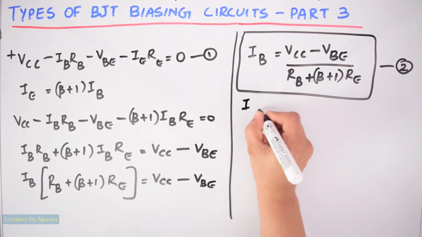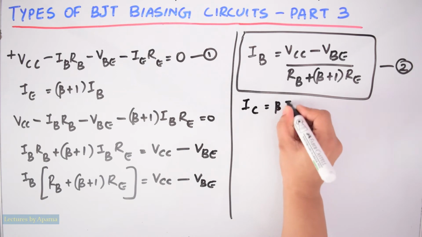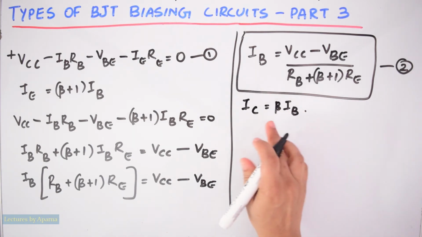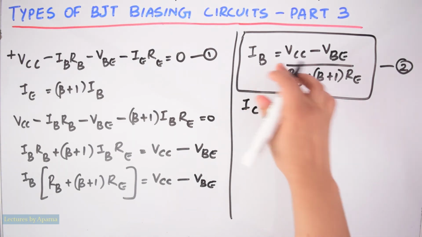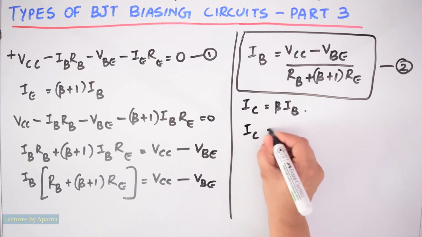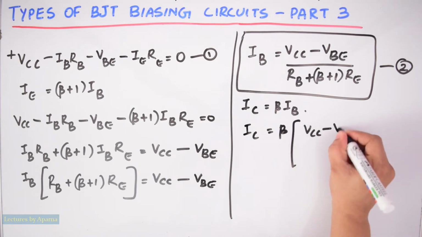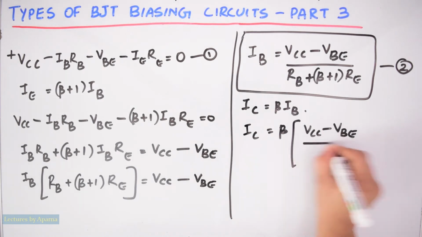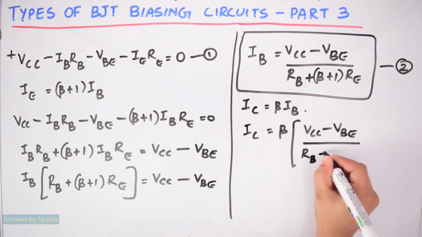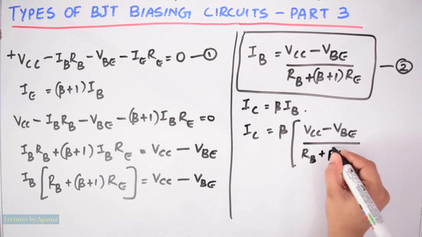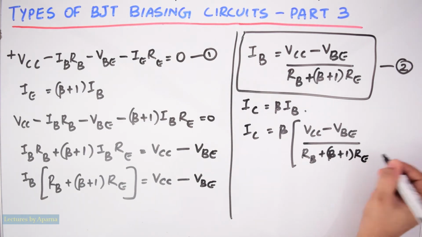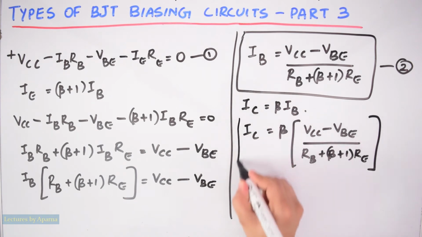Now IC is equal to beta IB. So substitute the value of IB from this equation 2. So we get IC is equal to beta into VCC minus VBE divided by RB plus beta plus 1 into RE. This will be equation 3.